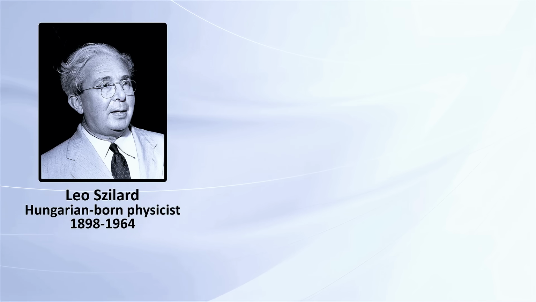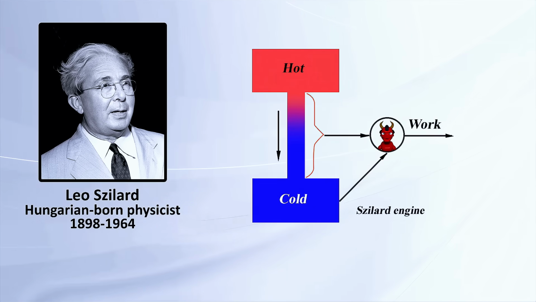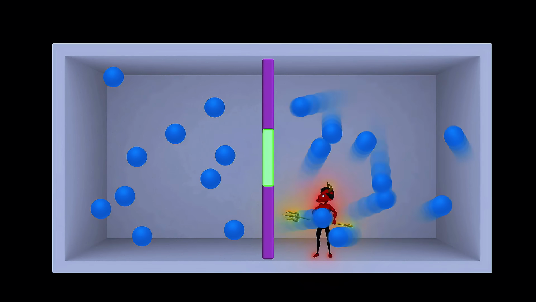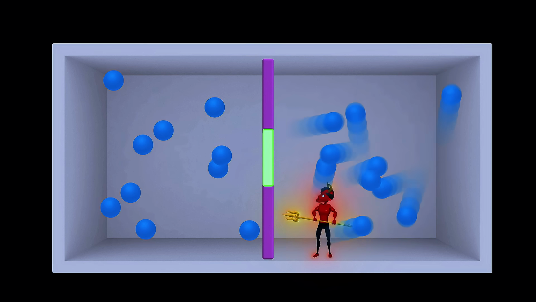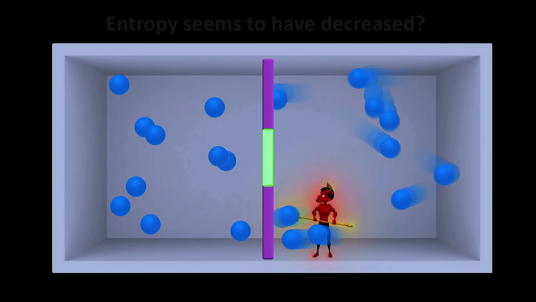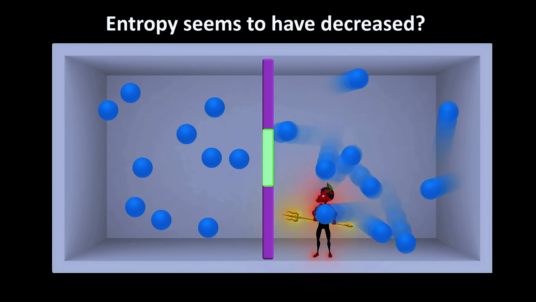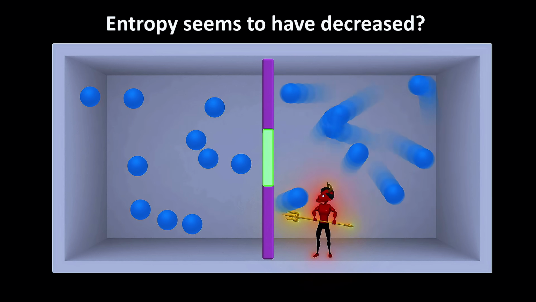In fact, Hungarian physicist Leo Szilard proposed that one could harness this temperature difference to run a heat engine, creating work. Yet all of this seems to have occurred within the closed system without any apparent exchange of entropy or energy with its external environment. This outcome appears to contradict the second law of thermodynamics because entropy seems to have decreased. Could this be correct? The answer turns out to be no, but for a surprising reason.